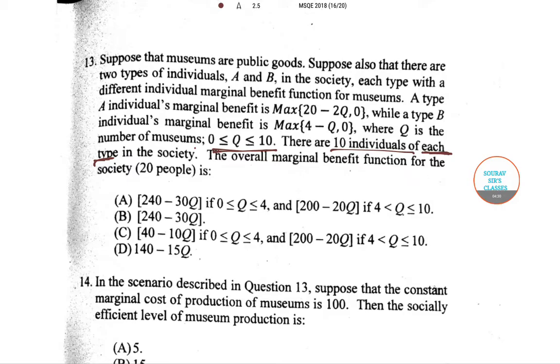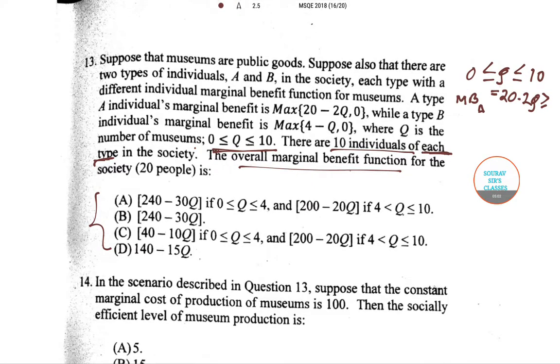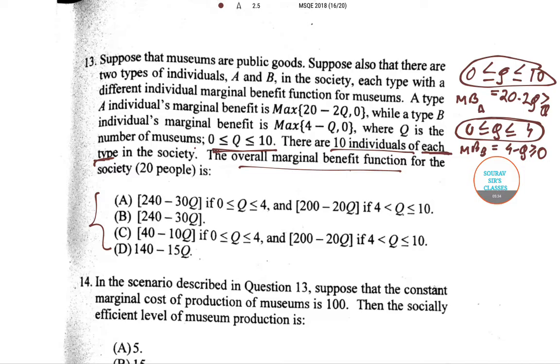There are 10 individuals of each type in the society. The overall marginal benefit function for the society is, so there are 4 options and we need to calculate the overall marginal benefit function. So when 0 is less than or equal to q is less than or equal to 10, MBA, which is the marginal benefit of the first consumer, is 20 minus 2q. In this case, it is more than or equal to 0. And when 0 is less than or equal to q is less than or equal to 4, MBB, which is the marginal benefit of the second consumer, is 4 minus q, which is more than or equal to 0. So when q is outside this range, marginal benefit of the second consumer is 0, and when q is outside this range, marginal benefit of the first consumer is equal to 0.